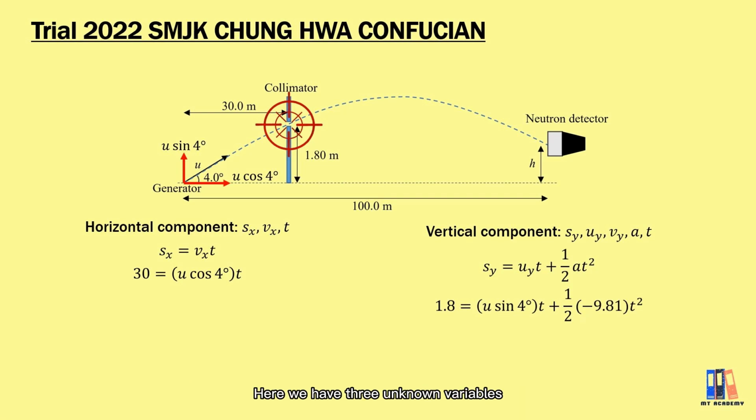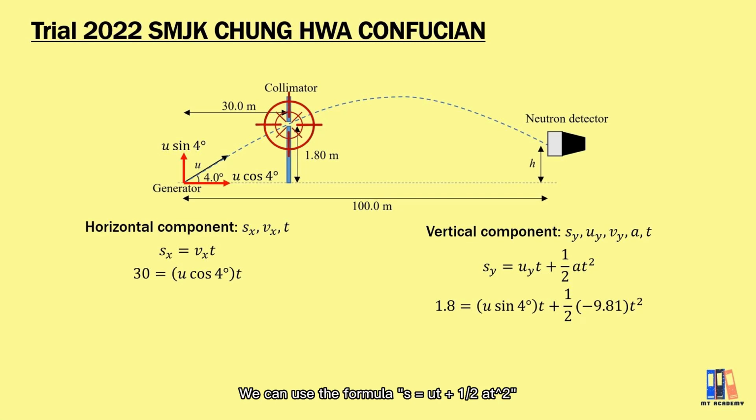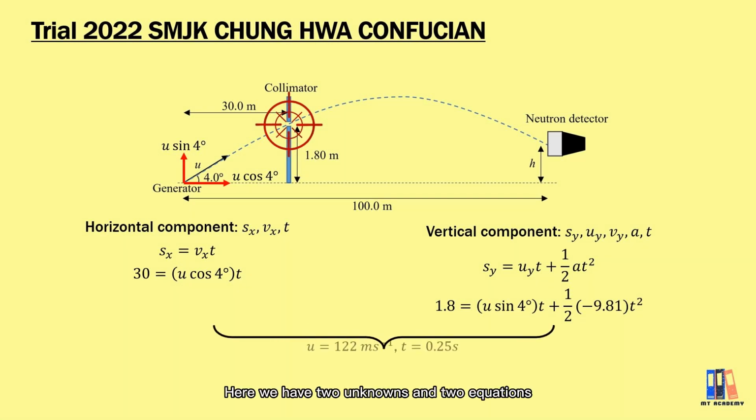So here we have three unknown variables, which could be very complicated. So what we can do is to avoid one of the variables, which is the final vertical velocity, which is not included in the equations of the horizontal components. So we can use the formula of s = ut + ½at². So here we have two unknowns and two equations.